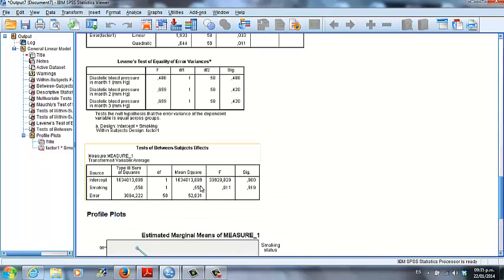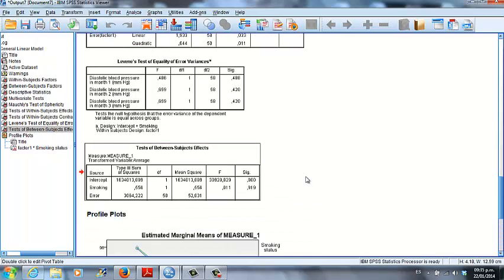Finally, we go to the table of tests of between-subjects effects, where we have the effect of smoking. This basically tells us whether there was a difference in diastolic blood pressure between smokers and non-smokers. The p-value is bigger than 0.05 because it's 0.919. This means that the decrease in diastolic blood pressure is the same for smoking and non-smoking groups.